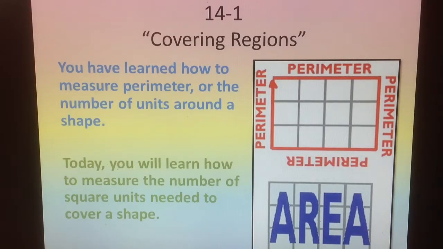Hello, today's lesson is 14-1. It's called Covering Regions. It's our first lesson in our new unit about area. You have learned how to measure perimeter, or the number of units around a shape. Today you'll learn how to measure the number of square units needed to cover a shape.